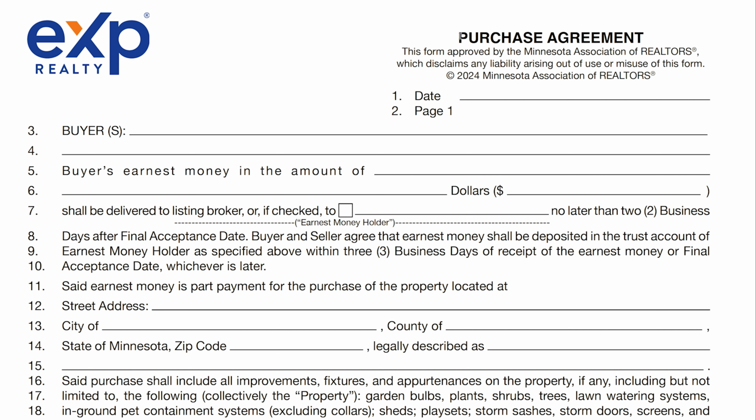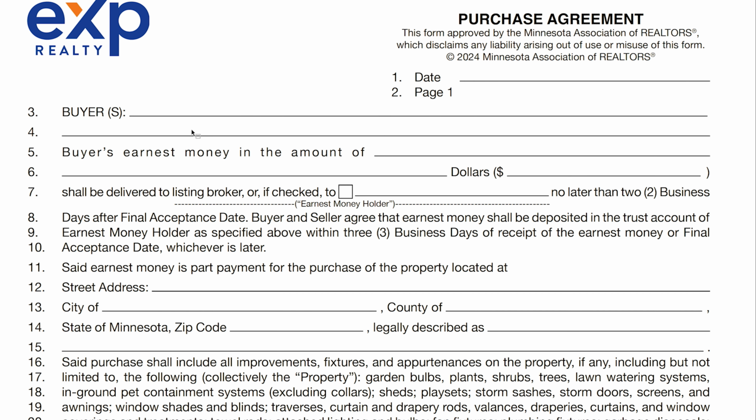Everything starts with a date. We've got in the next field here, line 3, we have the buyer's information. This is where we're going to put Mr. and Mrs. Buyer, or however that's going to look, but you can put multiple buyers in the same position.